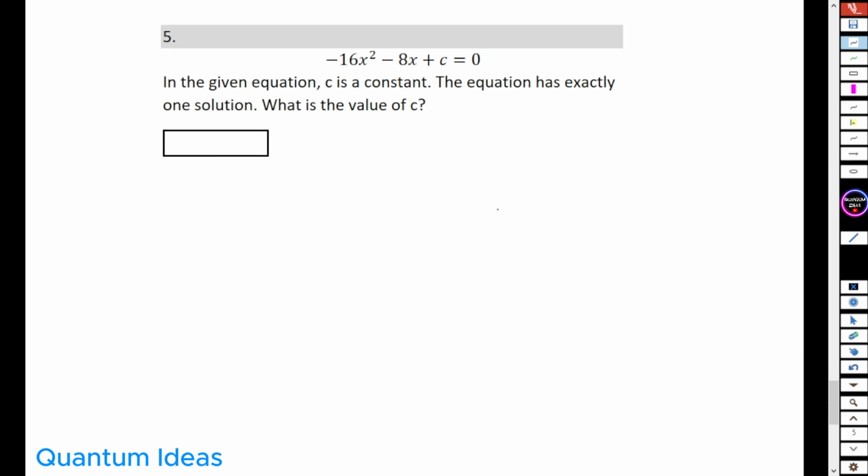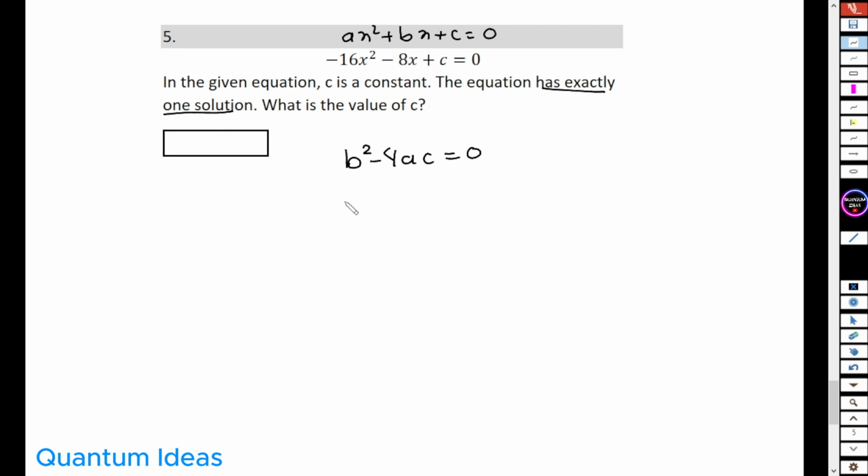You can see here the quadratic equation again, basically ax square plus bx plus c equals 0. In the given equation, c is a constant. The equation has exactly one solution. Now you know the condition for exactly one solution. What is the value of c? So for the quadratic equation to have exactly one solution, b square minus 4ac must be equal to 0. Now just plug in and get the answer.